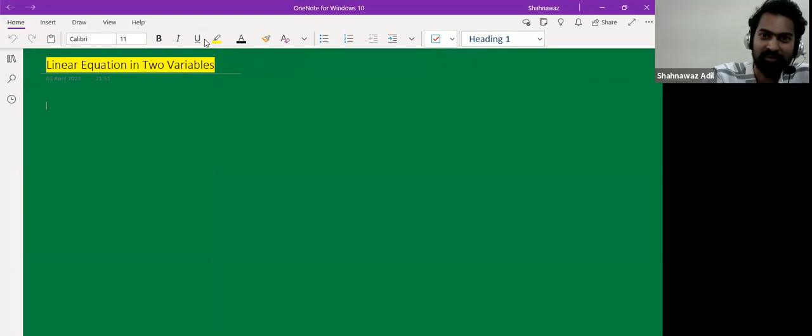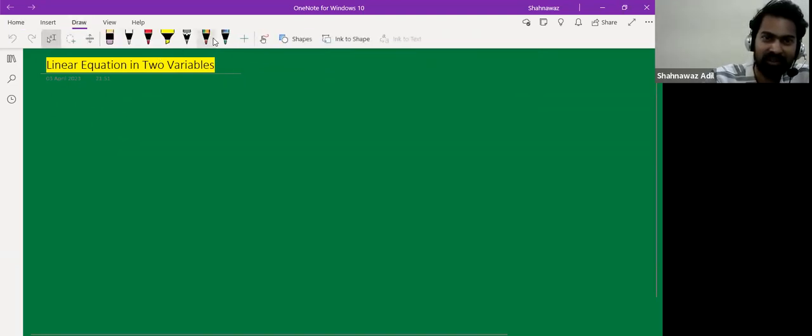Equation? An equation with the degree 1. Yes, right. So it has a degree 1. And if I say it has two variables, then what will be the linear equation? It will be like this.